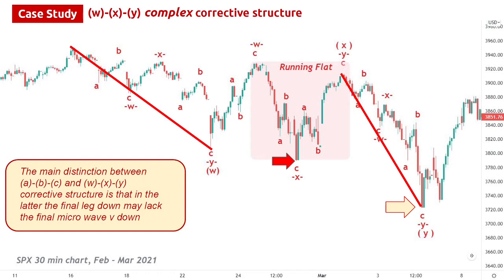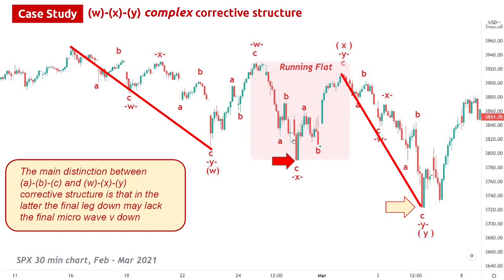This is the S&P 500 30-minute chart from February to March 2021. Again, the same year we had that complex structure. And we got first 3 down, WXY, and then we got that tricky running flat structure. It's tricky because the corrective move down in X managed to make a new lower low, and it felt like we were starting that second leg down, only to turn up again.